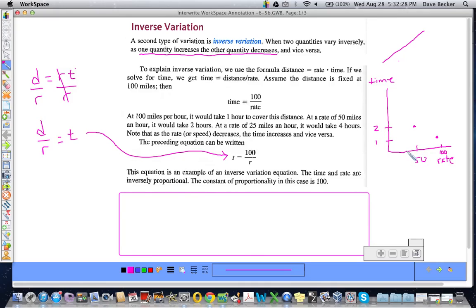At a rate of 25 miles per hour, right here, what would that be? It would take 4 hours. Okay, so you can see that as the rate increases, the time decreases. This graph is heading down. So that's what inverse variation looks like on a graph.